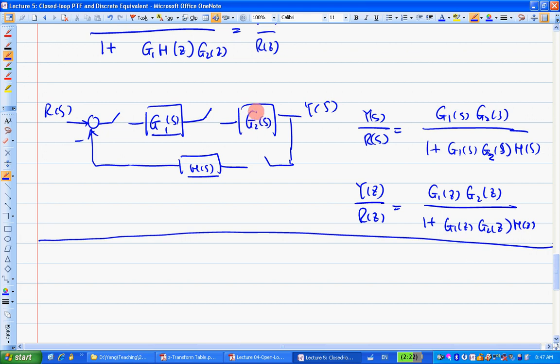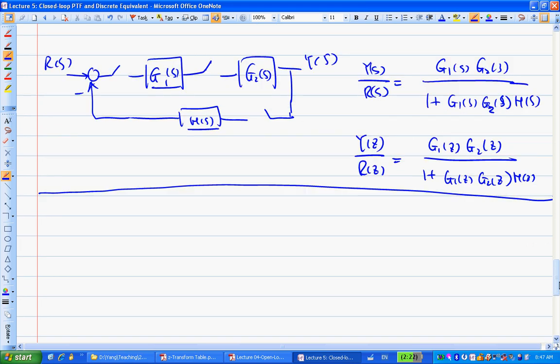So you have the S block, you have the S transfer function. How do you properly transform that to the Z? All right, so that's another issue you're going to need to practice.